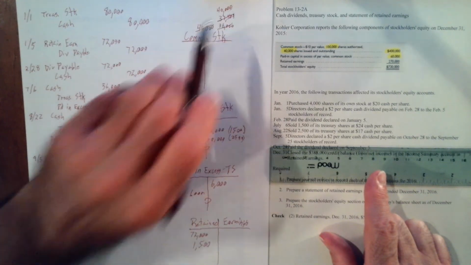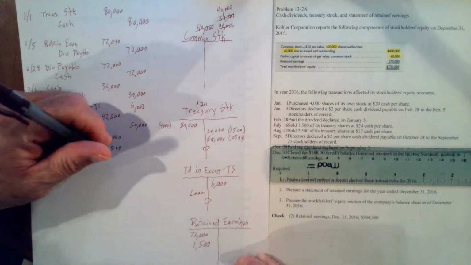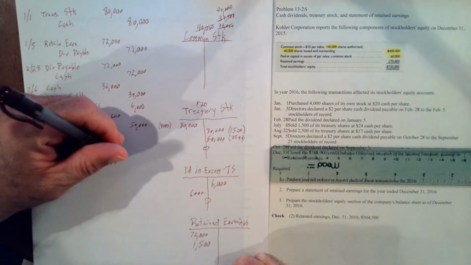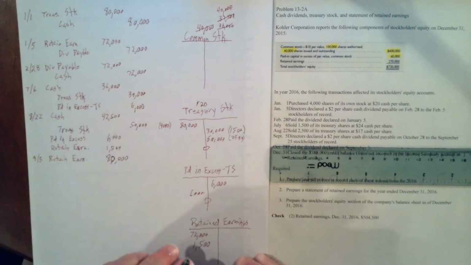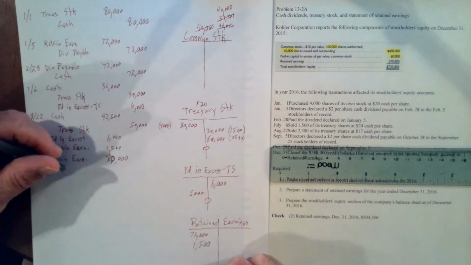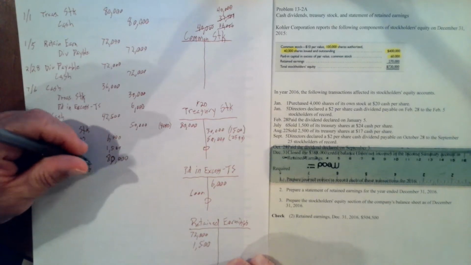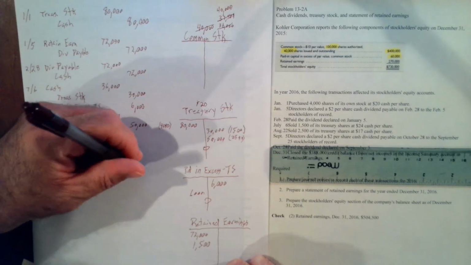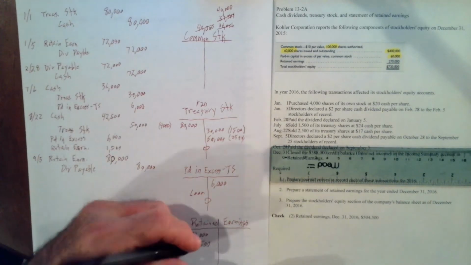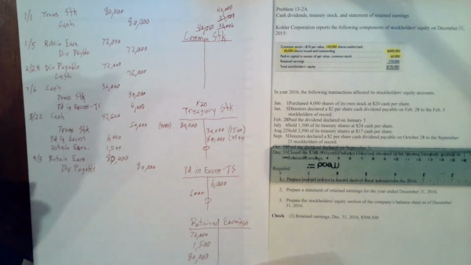Okay, so 40,000 shares times $2 per share is going to be $80,000. Oops, $80,000. And then I'm going to hit the dividends payable account, credit $80,000. Okay, so retained earnings is going to be debited $80,000 here for that declaration.